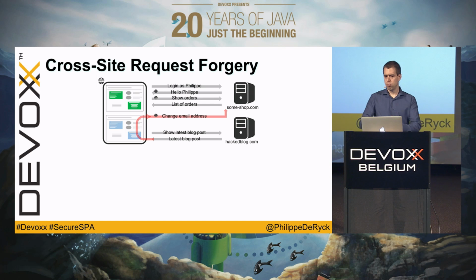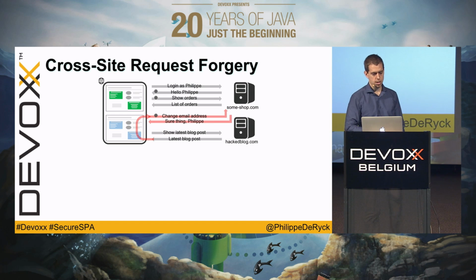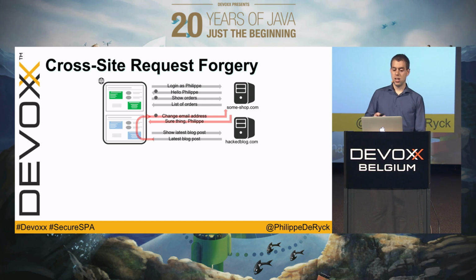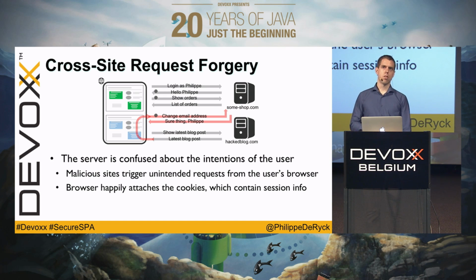I have a cookie for that. Let me attach that to the request so the server definitely knows who is making the request. And the server is not aware that this is a CSRF attack. It simply processes the request and changes the email address to the value provided by the attacker. And this is a CSRF attack, and it exists because the server is confused about the intentions of the user. The red request was unintended. The user never intended to send that. But because of the way the browser and the web work, it was sent and processed by the server.